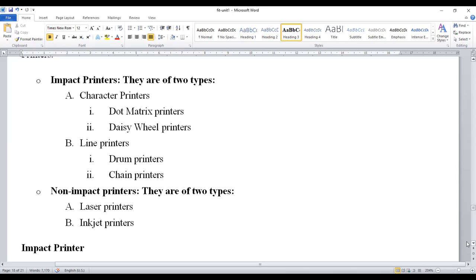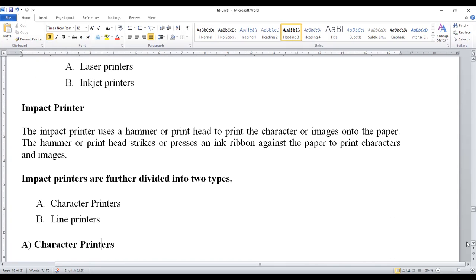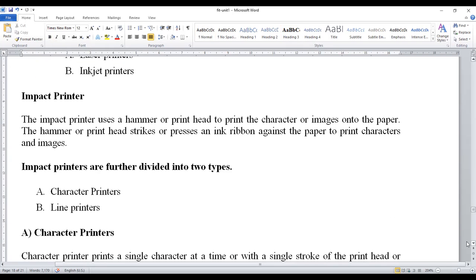In impact printers, there are two types, character printers and line printers. In non-impact printers, there are two types, laser printers and inkjet. Laser and inkjet are the non-impact printers. Impact printers are dot matrix printer, daisy wheel printer, drum printers, and chain printers. Drum printers and chain printers are called line printers. Dot matrix and daisy wheel are called character printers.